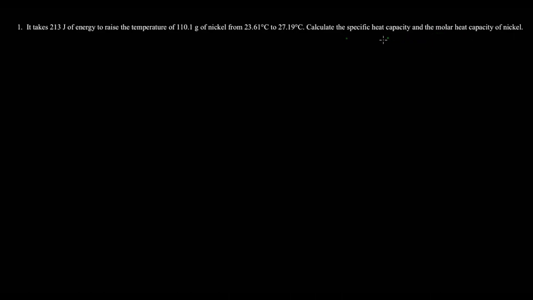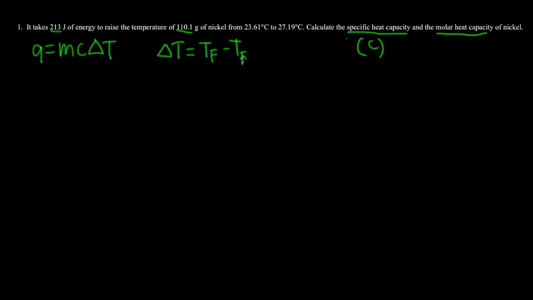So when we have a basic calorimetry problem like this one, we can use the equation Q equals mcΔT, where Q is the energy, m is the mass of the sample, c is the specific heat, which is what we're trying to find in this problem, and ΔT is your final temperature minus your initial temperature. So in this problem, our final temperature would be 27.19 degrees Celsius, and our initial temperature is 23.61 degrees Celsius.